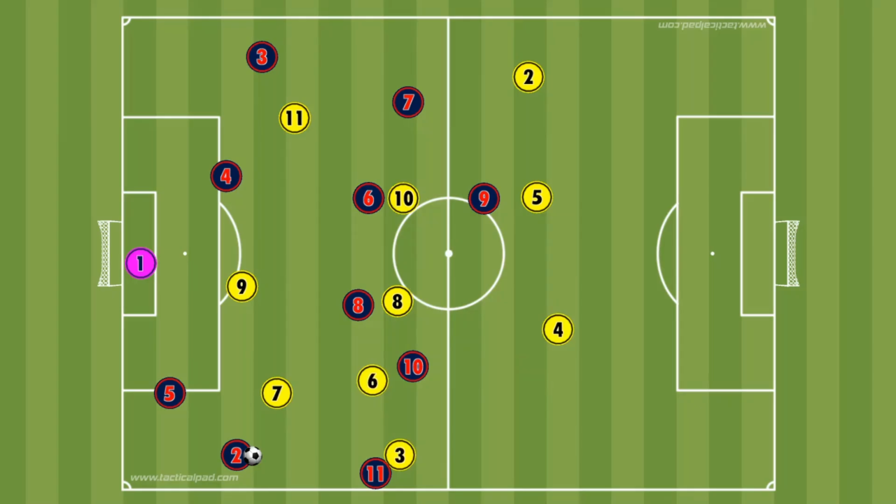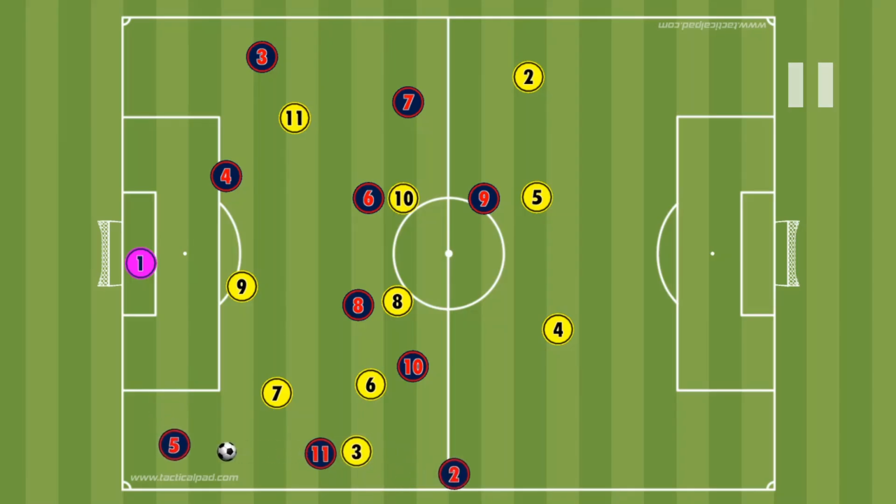How do we get out of here? Well, this is where the number 5 is key. So the number 11 goes away, creates that space, and checks back inside as the number 2 is about to play a pass. And he receives that pass. But the number 2 then, at a short distance, can offer an overlap into the channel. Number 11 secures possession, plays a ball to number 5, and we can still release that overlap.